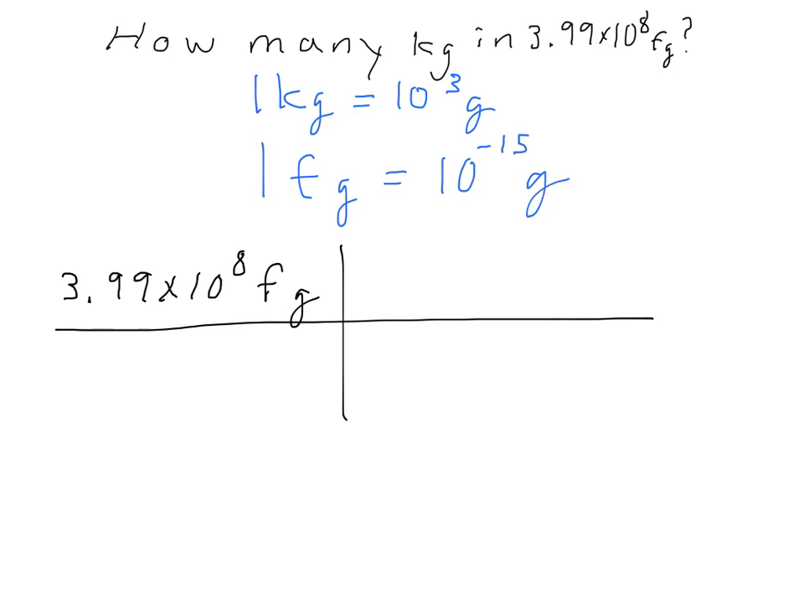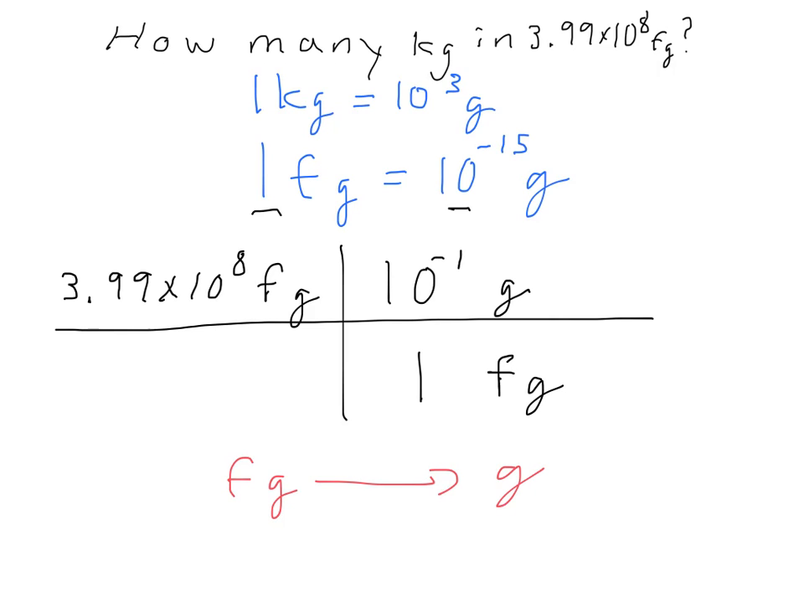All right, now start your line with the only non-unit conversion number in the problem, 3.99 times 10 to the 8th femtograms. Do I want femtograms? No. So I'm going to place femtograms where they cancel out. The only thing I know about femtograms is the relationship to grams, so I'm going to place grams up here. Keep the numbers with the units. 1 femtogram, 10 to the negative 15th grams.